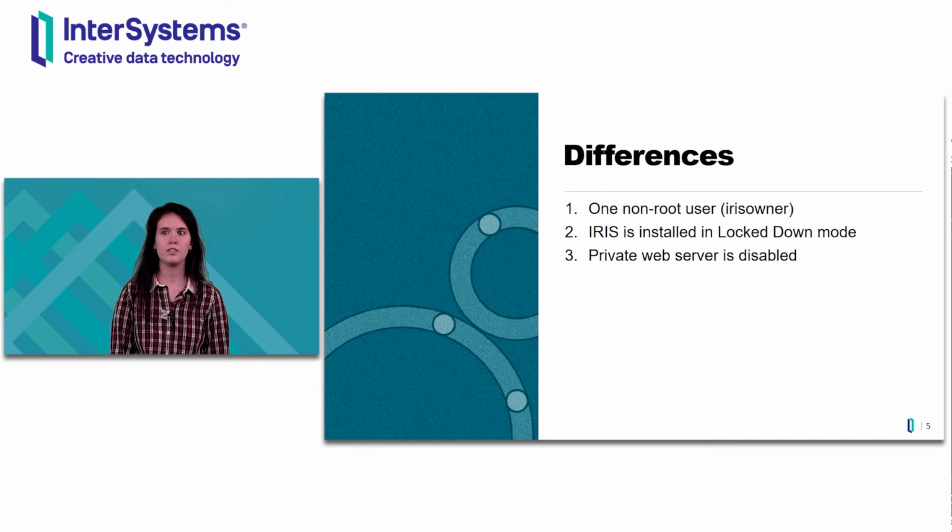There are three differences that users need to care about. In Iris Lockdown, Iris is installed and run by a single non-root user. The installation is in lockdown mode rather than minimal, and the private web server is disabled by default.